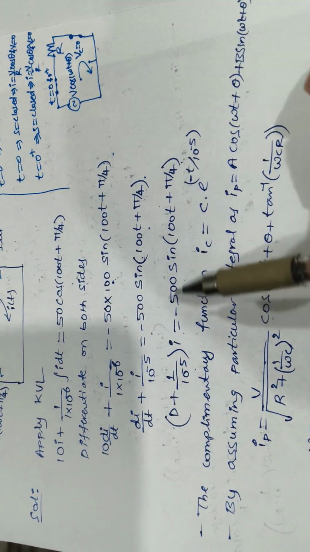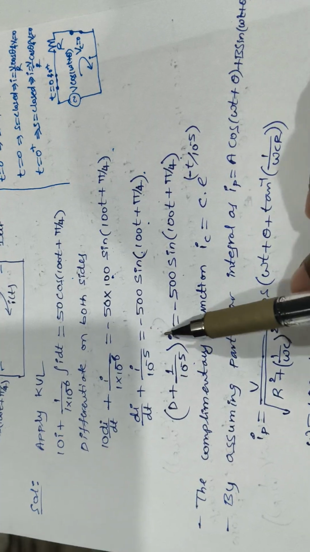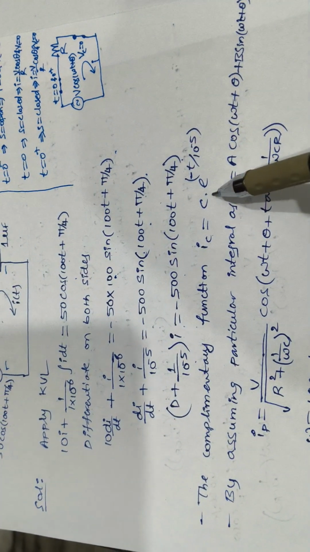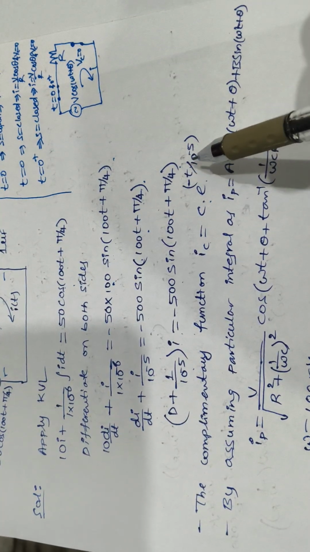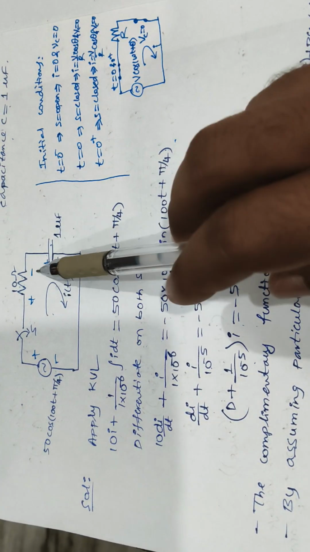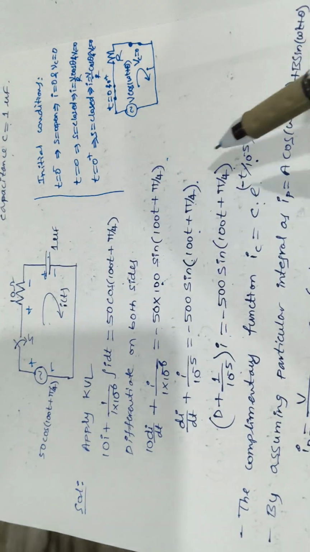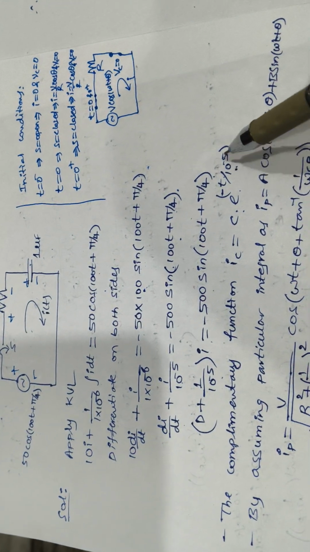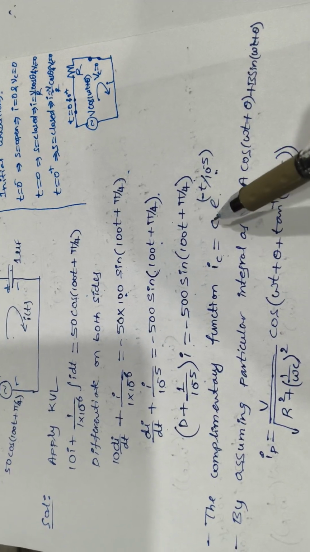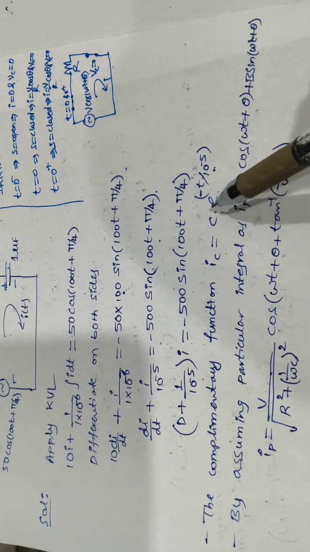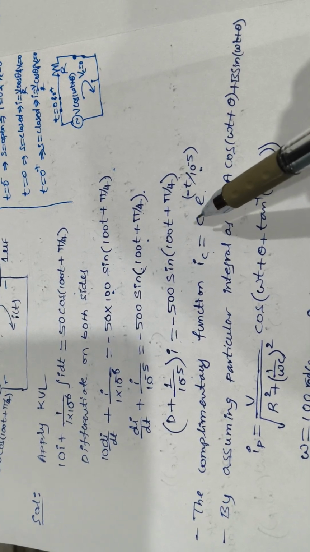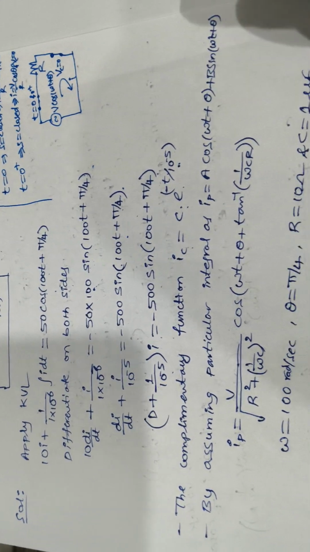So we have seen the derivation in the previous class. If you see the derivation, the complementary function IC is equal to C into e power minus t by RC. So R is equal to 10, C is equal to 1 microfarad, that's why you get 10 into 10 power minus 6, which is equal to 10 power minus 5. We got the complementary function, but we have one arbitrary constant in it. To know this arbitrary constant, we use the initial condition, which we'll see later.